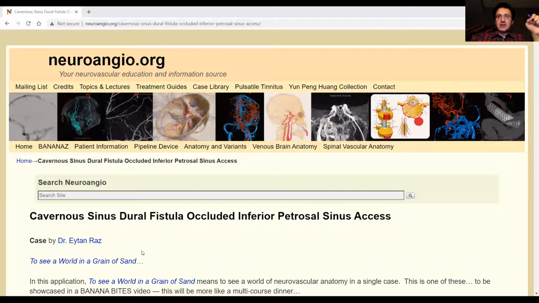We see a world in a grain of sand. The grain of sand is the case, and the world is our world of neurointerventional radiology: the anatomy, the intervention, the philosophy behind our treatments. And much of this can be gleaned from an analysis of this case alone. This is a particularly useful technique, perhaps underutilized, and certainly something that I've used in my learning. And I think we're going to use that today.